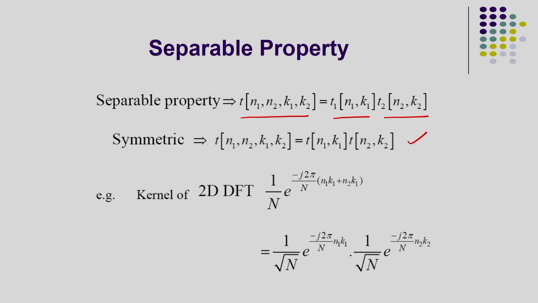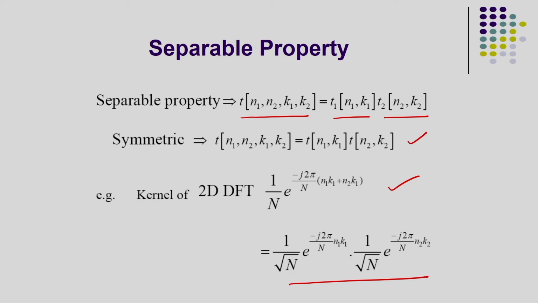What is the meaning of the symmetric? If the kernels along the row and the columns have the identical function, then this property is called the symmetric property. And if I consider the kernel for the 2D DFT, that is separable, you can see. So based on the separable property, I can determine the 2D DFT by using the 1D DFT.